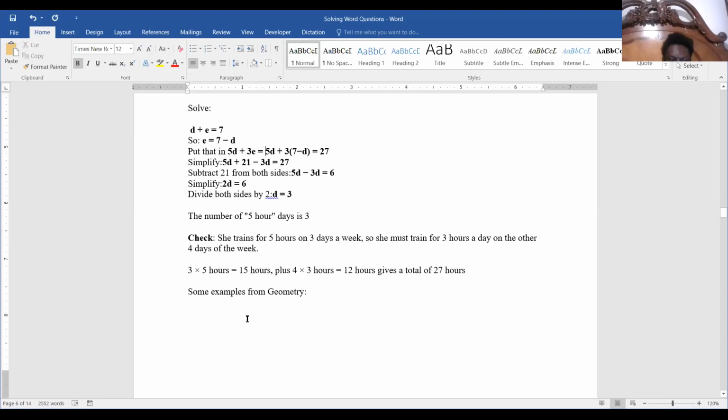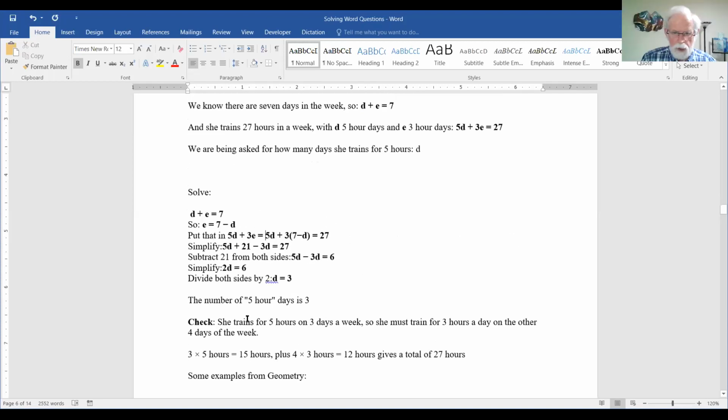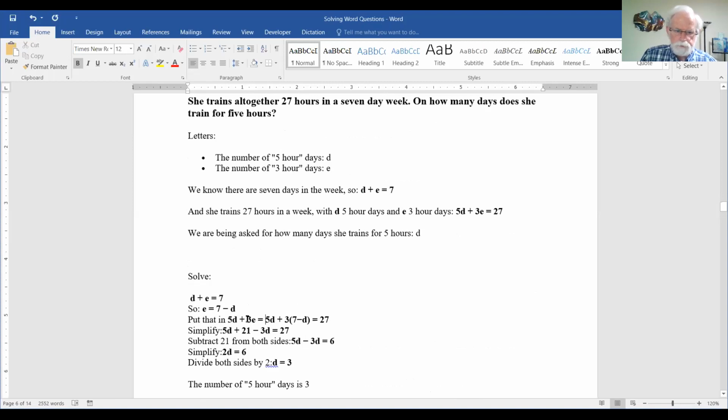Does that make sense how we set this up? Yep. Writing down the relevant information is important. If you write down the information, you can usually see what's the important stuff. But this is the key, the relationship between 5-hour days and 3-hour days.